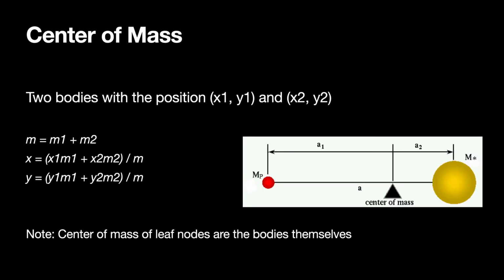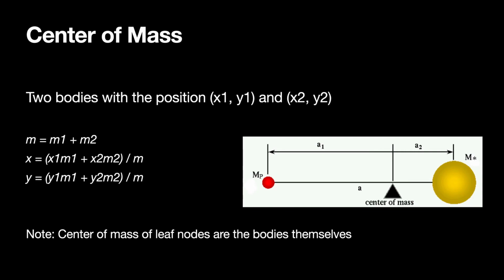Okay. So now that we know how to build our quadtree, let's take a look at how we calculate the center of mass. Suppose we have 2 bodies with their coordinates x1, y1 and x2, y2. First, you have to combine their masses, and you calculate the x and y position for the center of mass using the formula on the slide.